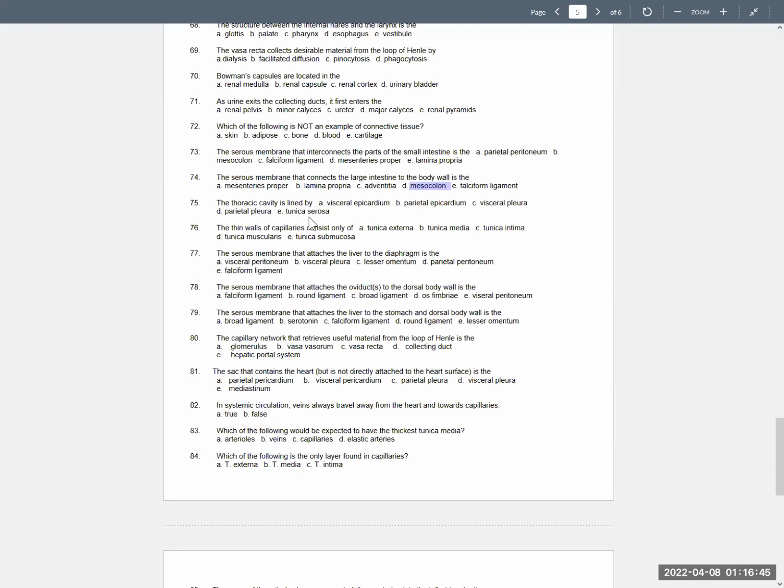75. The thoracic cavity is lined by the parietal serous membrane, and that is called the parietal pleura. The lungs themselves are lined by the visceral pleura.